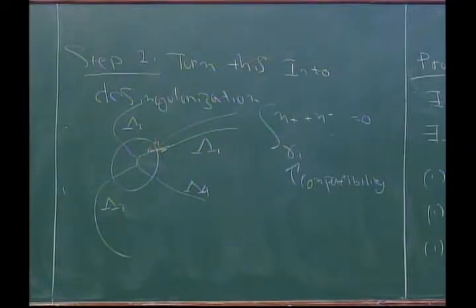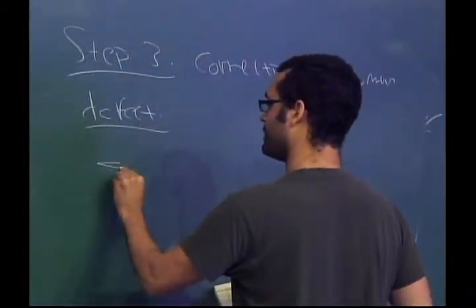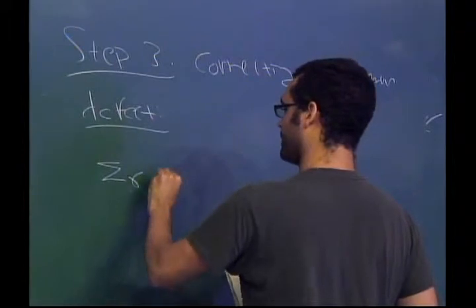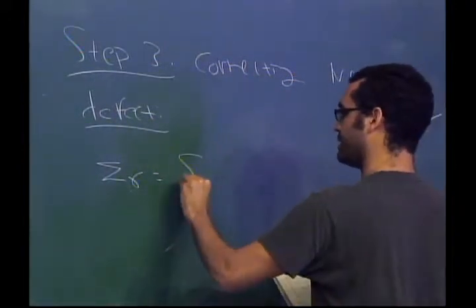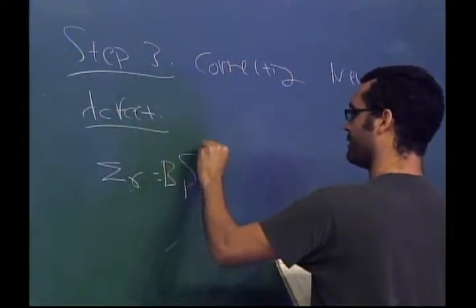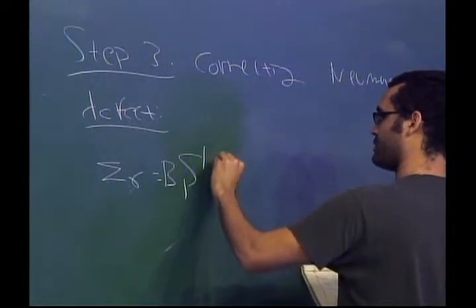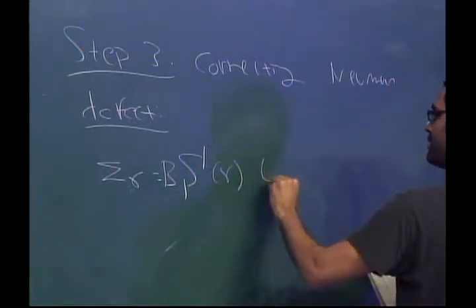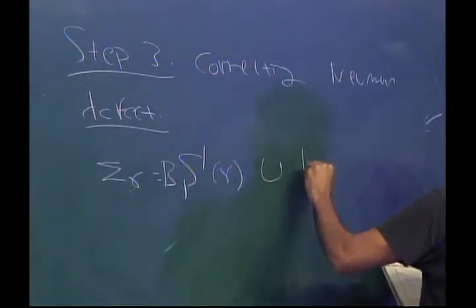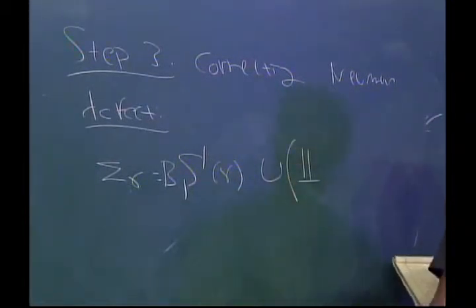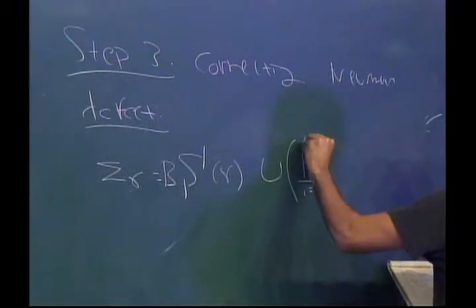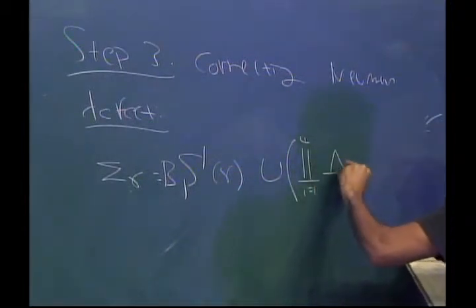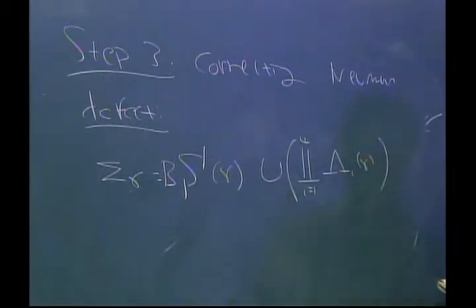Right? So what I want to do here is set some surface sigma gamma equal to the intersection, actually I should say B of the S surface corresponding to gamma, with the disjoint union over all these gamma guys. So that's what I've drawn over here.